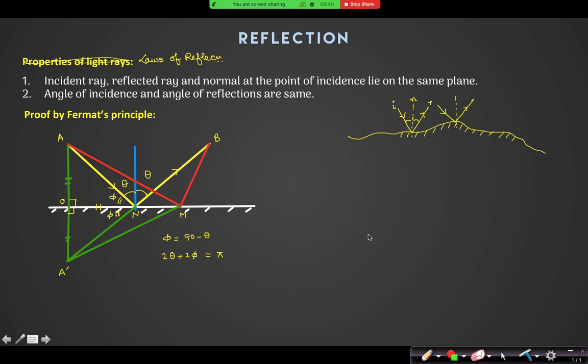If 2 theta plus 2 phi is pi, can I say that A prime and B is nothing but a straight line? A prime and B is a straight line. So can I say it is a triangle A prime BM, and in this triangle the addition of two sides A prime M plus MB should be greater than A prime B?